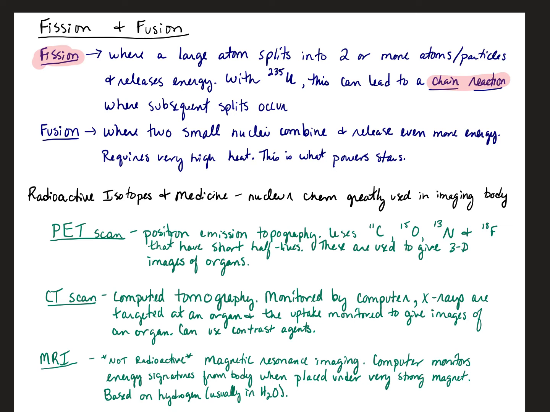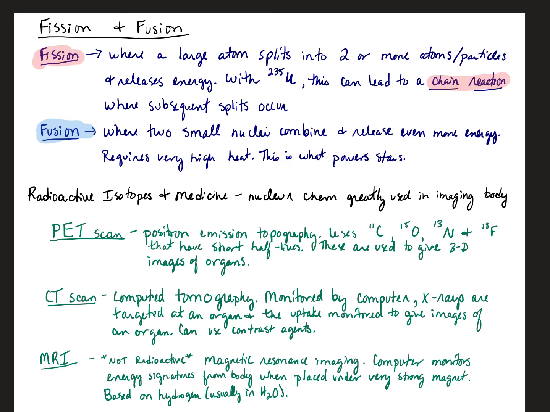The other alternative for that is nuclear fusion. Fusion is where 2 small nuclei combine and release even more energy. This is something that requires very high heat. This is what powers stars, so the sun runs on this type of energy. There are attempts to make that on Earth, and a lot of that is still underway now.